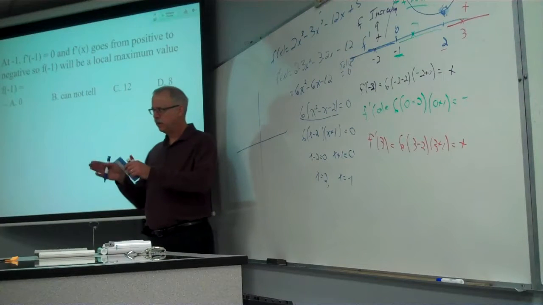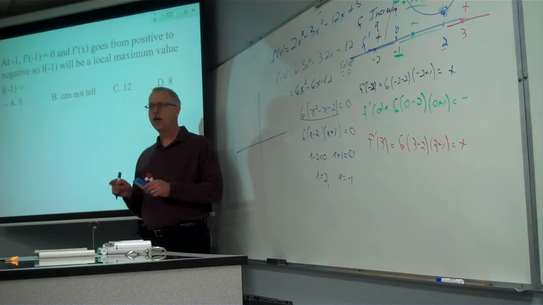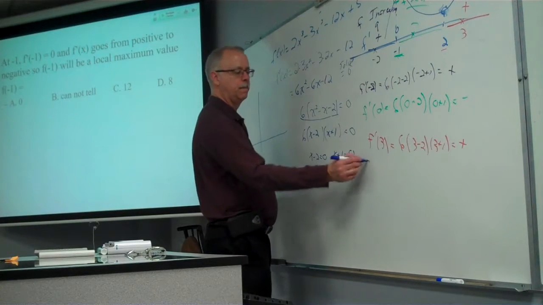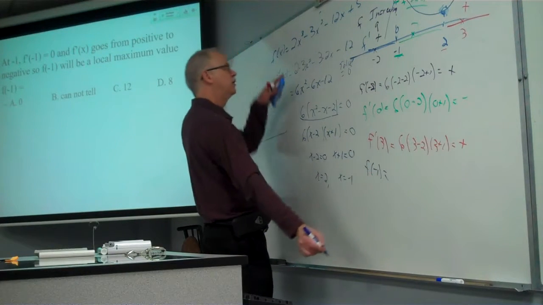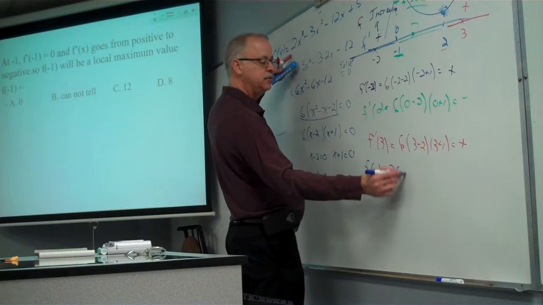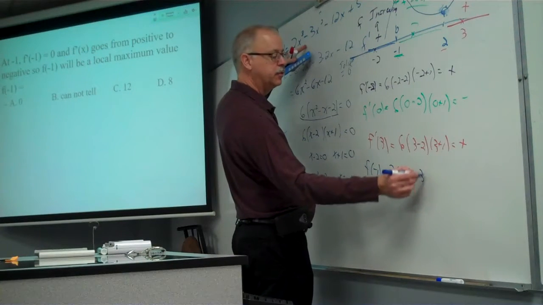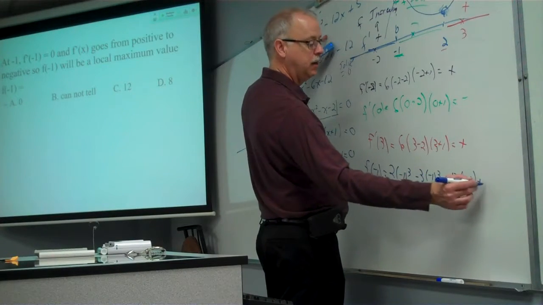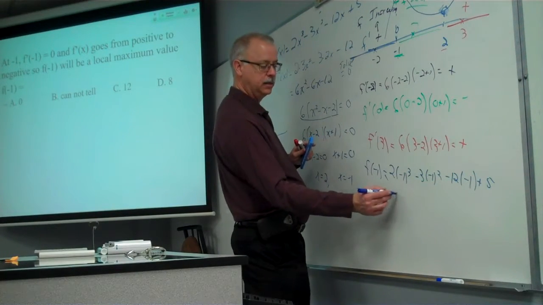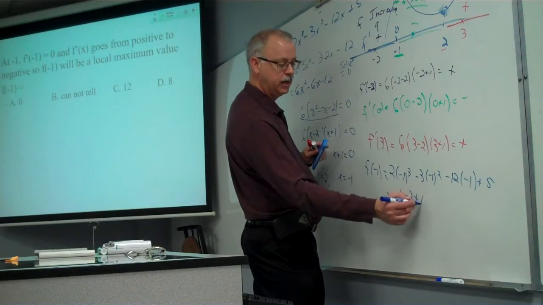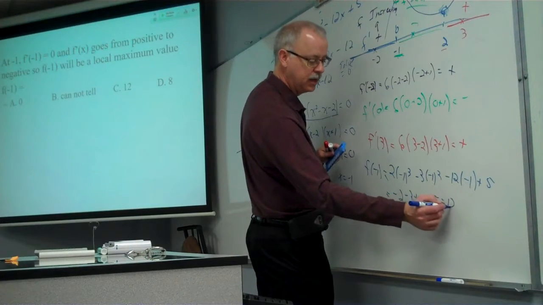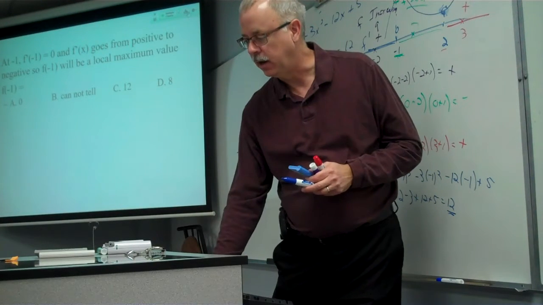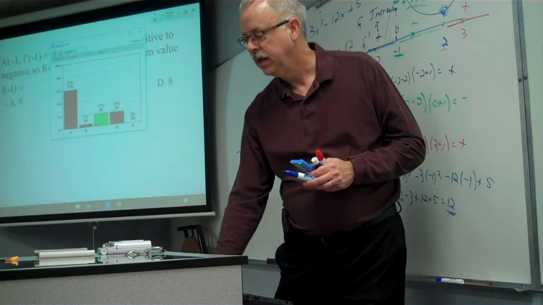Well, we've been looking at the derivative. Here we're going back to the function. f of negative 1, we go back to the function. It's 2 times negative 1 cubed minus 3 times negative 1 squared minus 12 times negative 1 plus 5. Negative 2 minus 3 plus 12 plus 5, I believe is 12. So we actually can tell by going back to the function, and the value is 12.